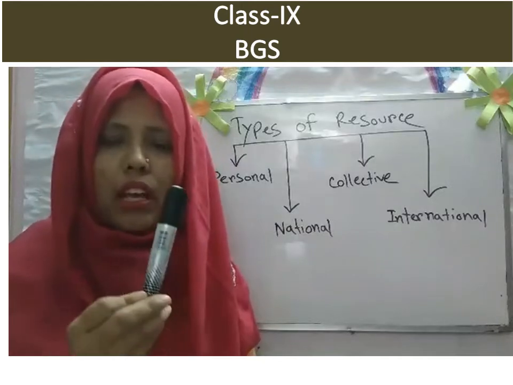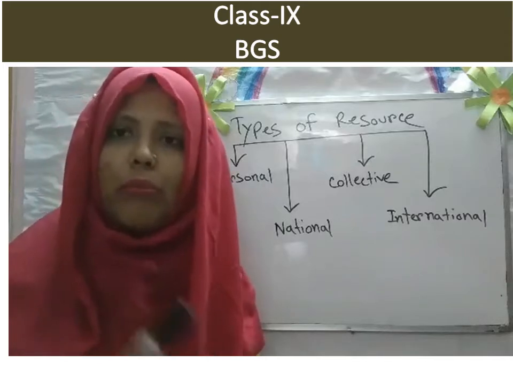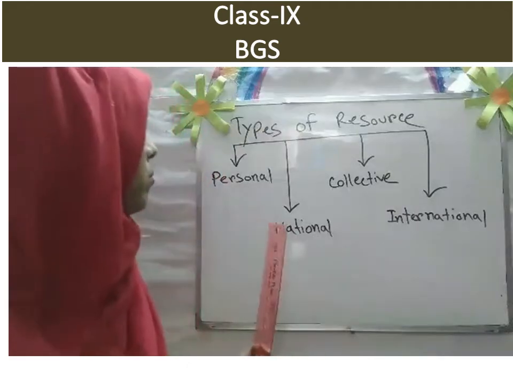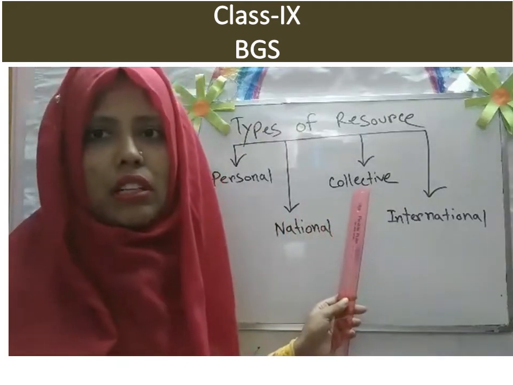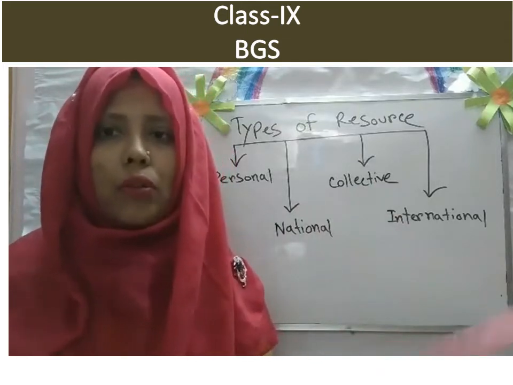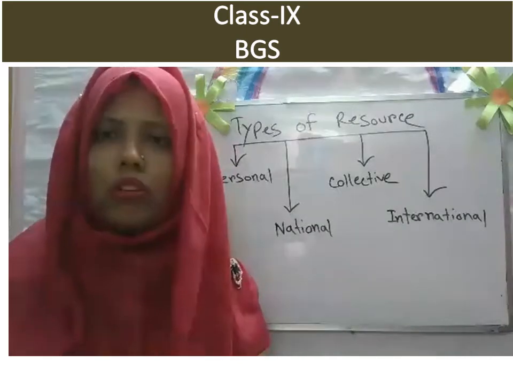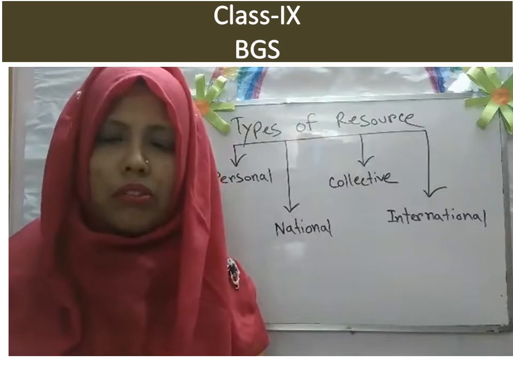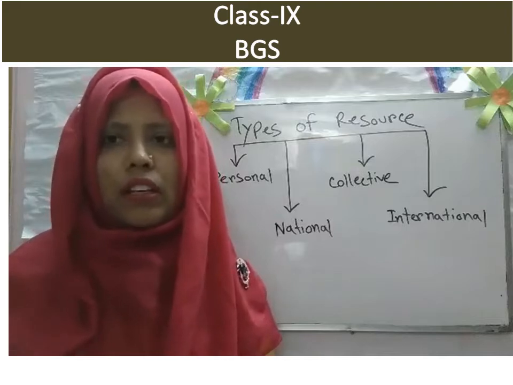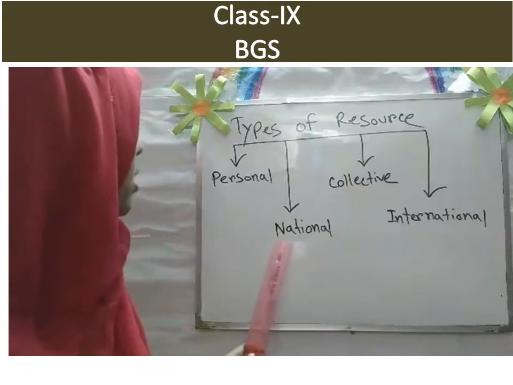Like this marker. This marker's owner is me. Like my book, my house, my car, this is my personal resource. After that, collective resource. Collective resource means that resources are used collectively in a society, like hospital, school, college, religious institution. That type of resource is used collectively. That's why these resources are called collective resource.